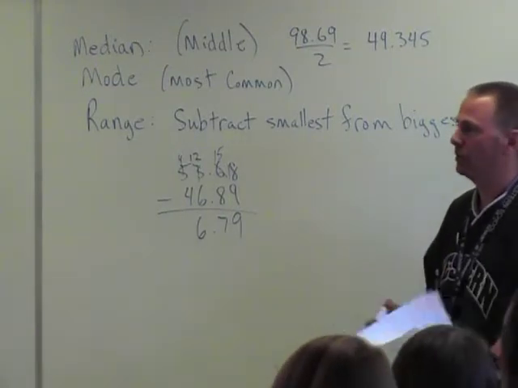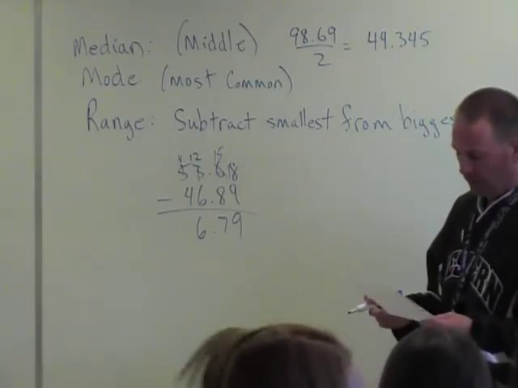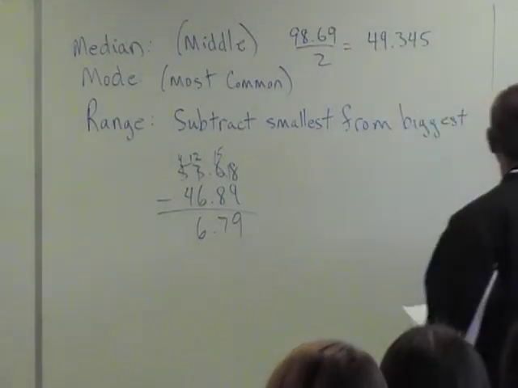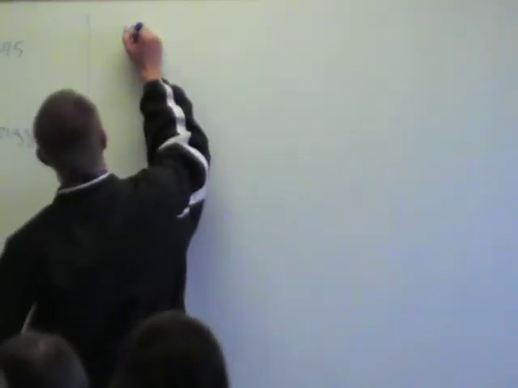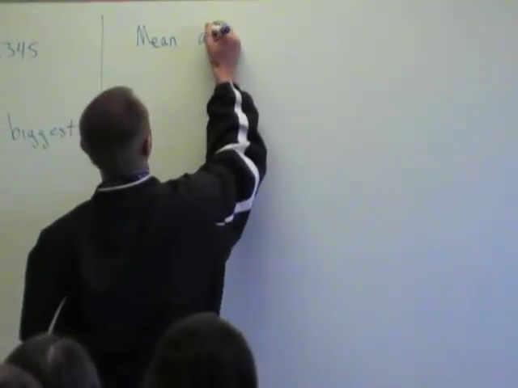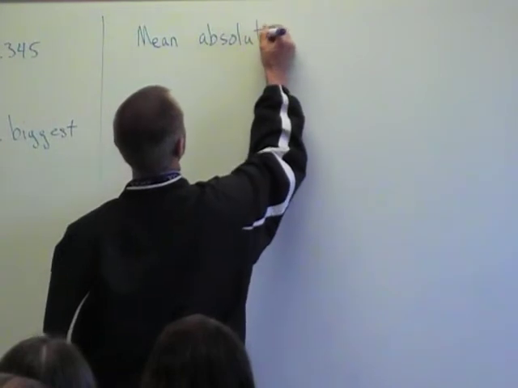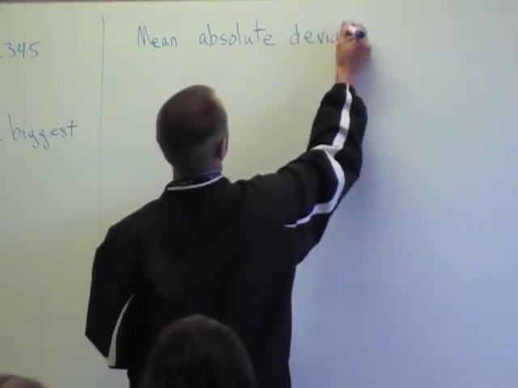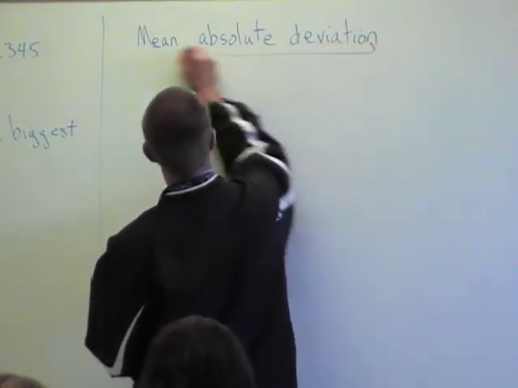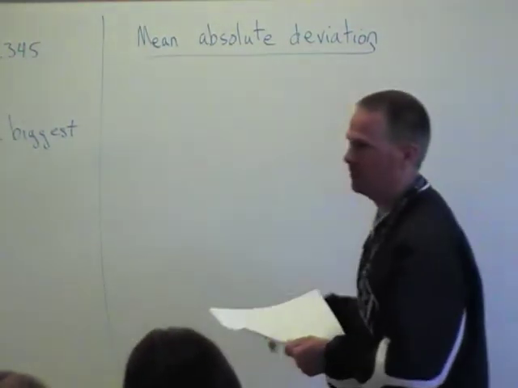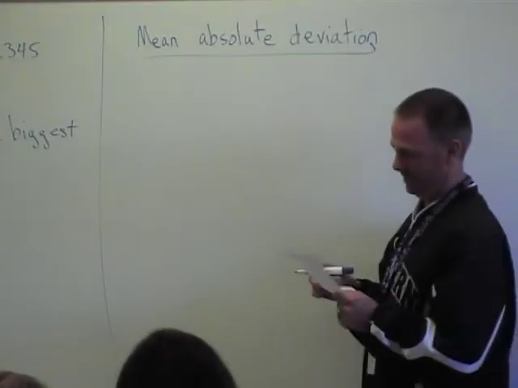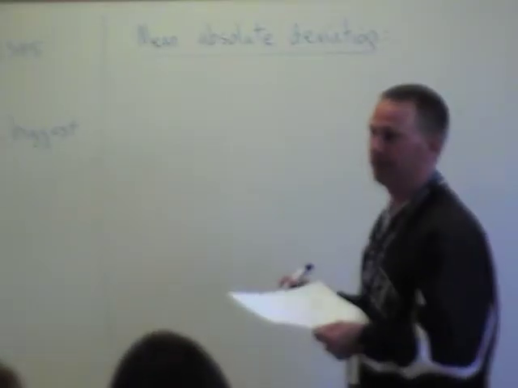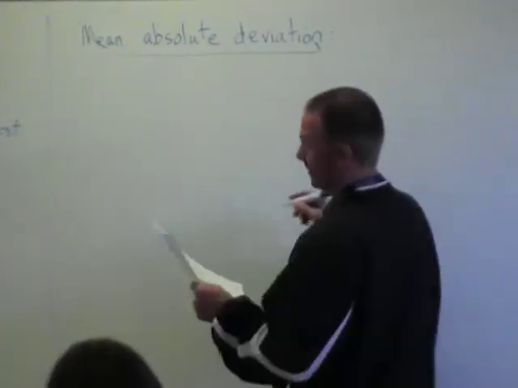Good, so that's the range. Okay, here we go. It's always a catch. Mean absolute deviation. Crap, no, it's just mean absolute deviation. Laura says it's not difficult. So it's kind of difficult then. That's long.